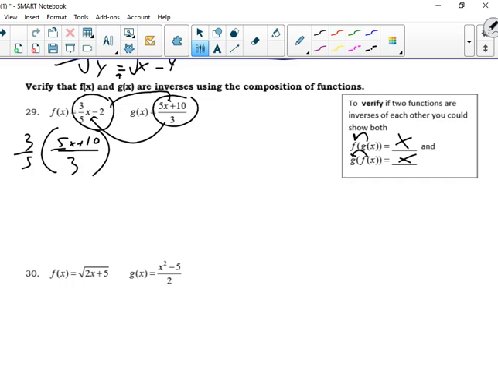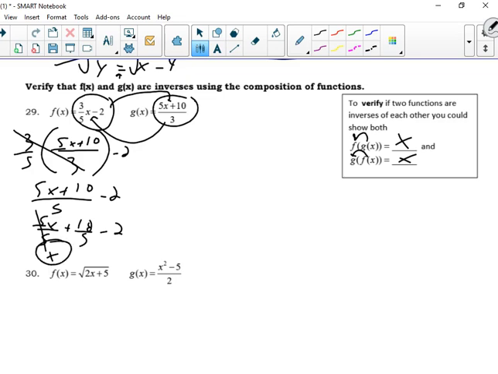Okay, well, I'm just multiplying. So my 3's cancel. I get 5X plus 10 divided by 5. And I forgot my minus 2. Can't do that. So, this is really 5x over 5 plus 10 over 5 minus 2. Well, that's x. 10 divided by 5 is 2. Minus 2 is 0. That gave me x.